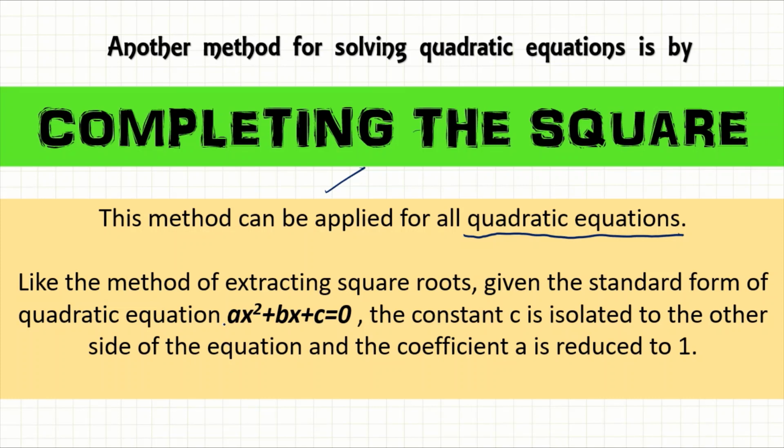Like the method of extracting the square roots, given the standard form of quadratic equation, ax squared plus bx plus c is equal to 0, ihiwalay natin yung constant c's doon sa isang side ng equation at yung coefficient na a doon sa ax squared should be reduced to 1. So again, yung value ng a natin dito sa quadratic equation must be 1 before using this method.